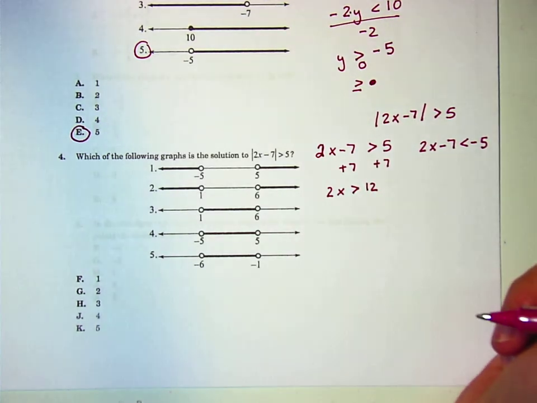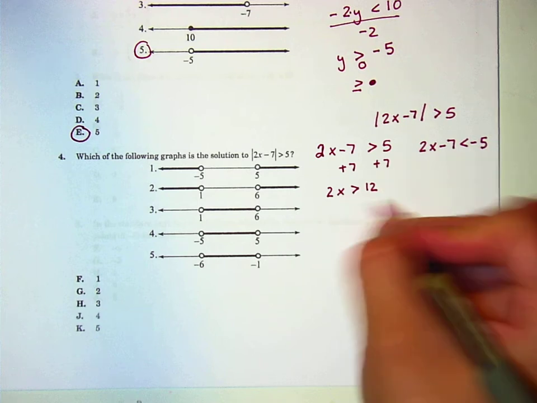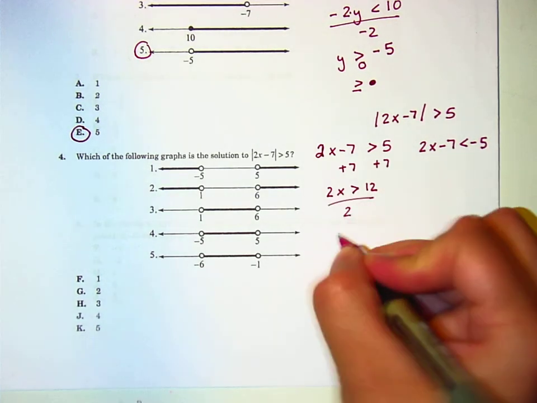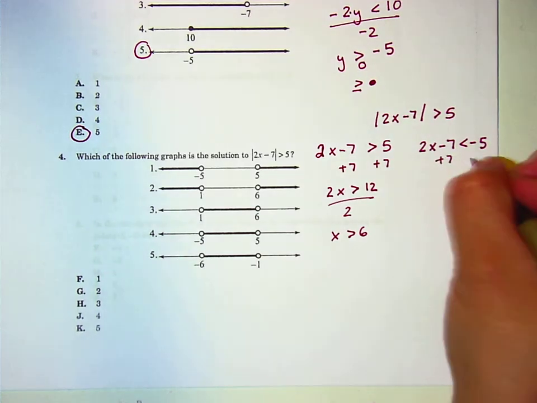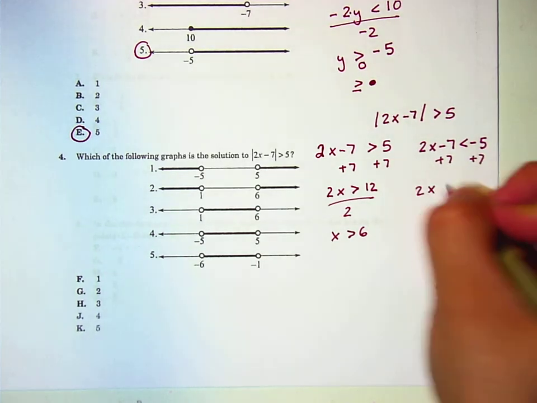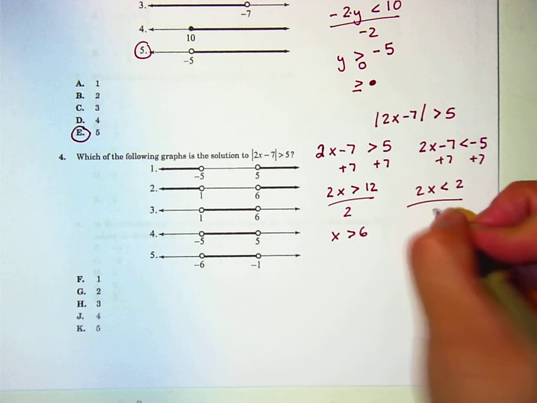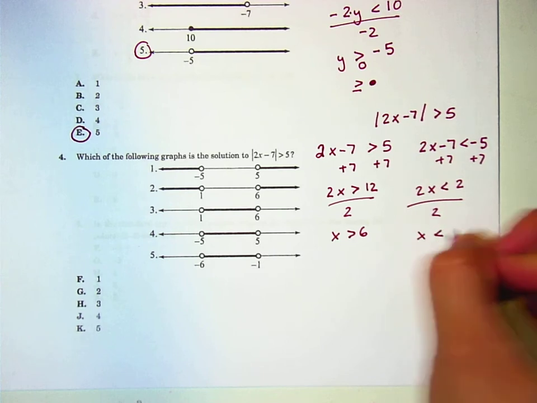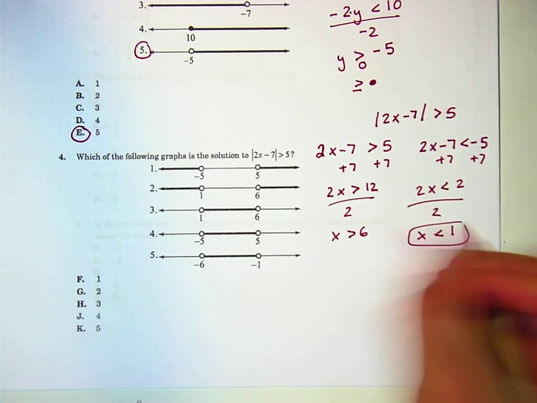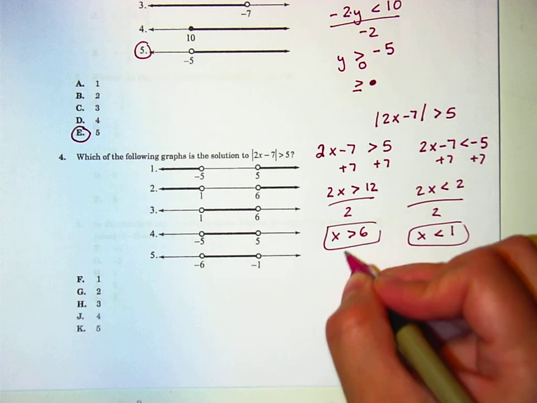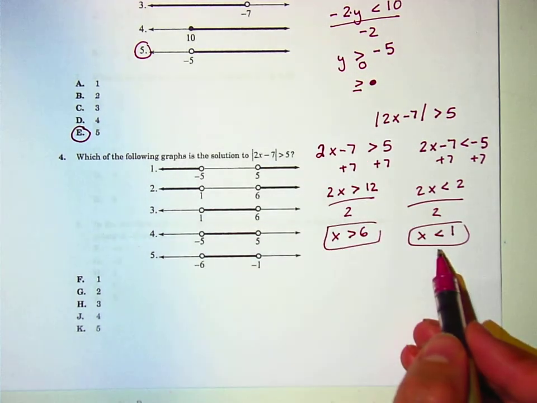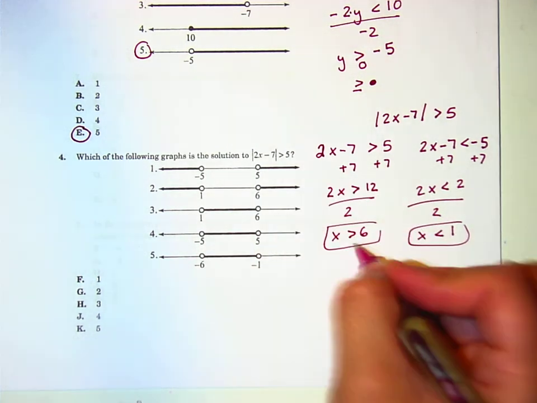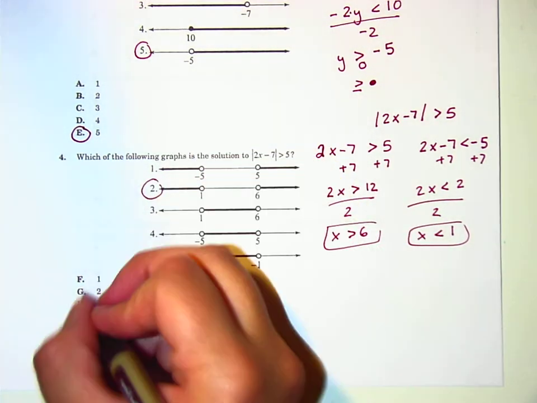So plus 7 plus 7, then you end up with 2x is greater than 12, divide by 2. Don't have to switch the sign because it's not negative. Over here I'm also going to add 7. That's 2x is less than 2, divide by 2, x is less than 1. Alright, so my answer is that x is less than 1 and greater than 6. They're all open circles, so that's good. Less than 1 means to the left of 1 and to the right of 6. That's this one, which is G.